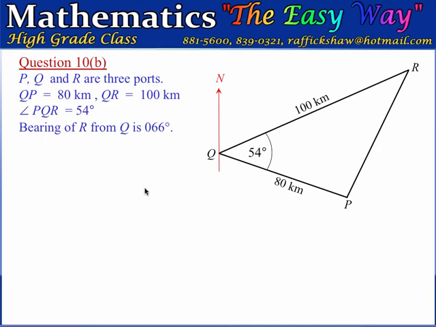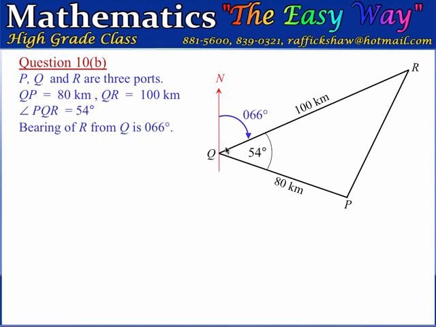We are also told that the bearing of R from Q is 066 degrees. And the bearing of R from Q is a clockwise angle from the north line at Q, which is the from position, to the line joining Q to R. So let's show that bearing angle of 066 degrees on the diagram. And this is it. This is the bearing of R from Q.